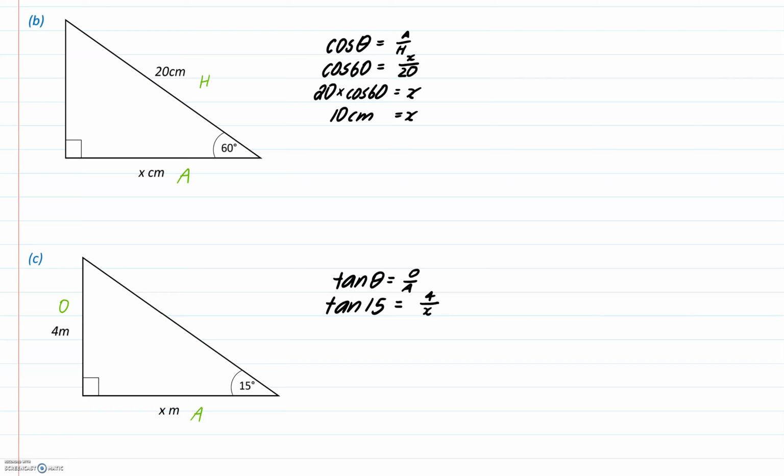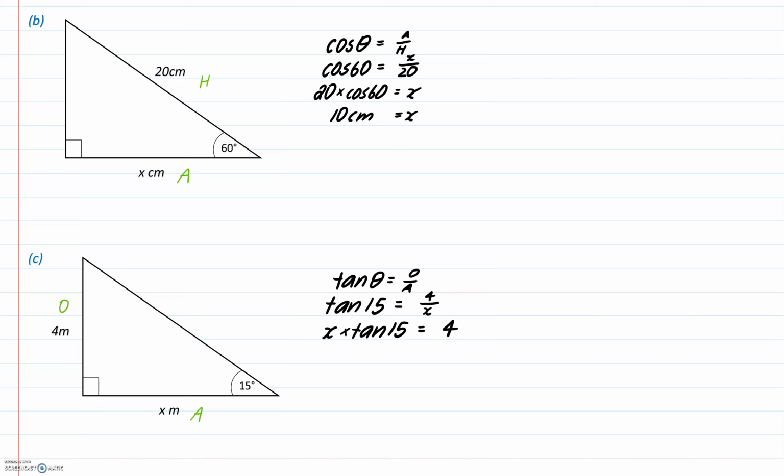In A and B, x was in the numerator, but in C, x is in the denominator, which makes it slightly more difficult because we can't just move x to the other side to get it by itself. But let's go one step at a time. To get x from the denominator, because it's 4 divided by x, we would multiply it on the other side. So x times tan 15 equals 4.